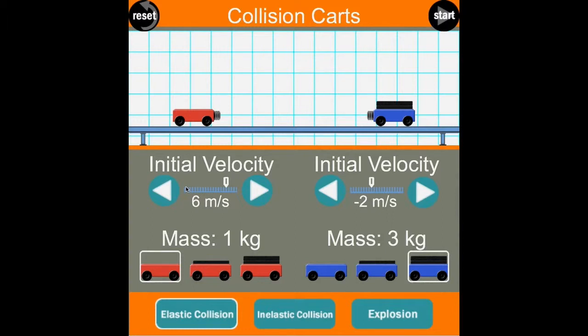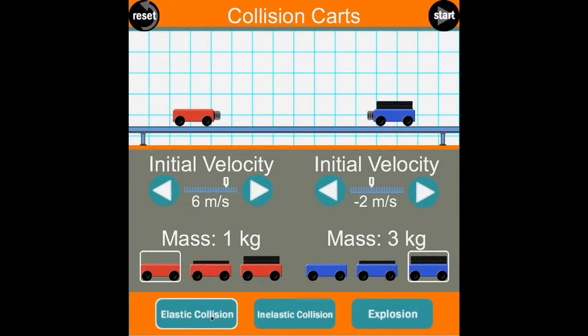Alright, so in this video we're going to discuss collisions of carts and conservation of momentum. For this problem we're going to have an initial velocity of the red cart, which is here, has a mass of 1 kilogram and the velocity of 6 meters per second. Over here, the blue cart, we're going to have a mass of 3 kilograms and an initial velocity of 2 meters per second in the other direction.